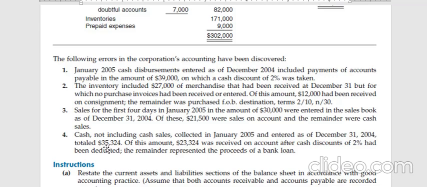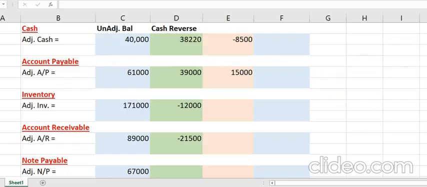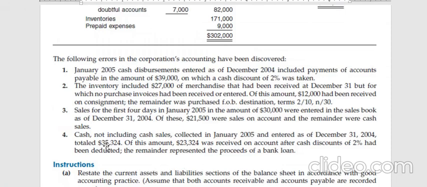Okay, how much mistake was there? A total of $35,324 was added plus to cash. Just for your reminder, I will write here how much money was added to cash. 35,324, if you remember, was the money which was added to cash mistakenly. Why is it a mistake? Because it was related to January 5 but recorded plus in 2004. Now I need to reverse it.